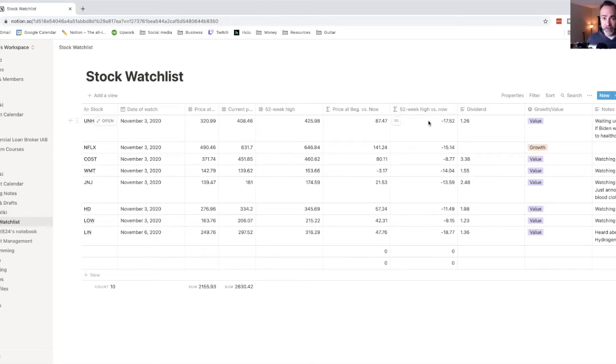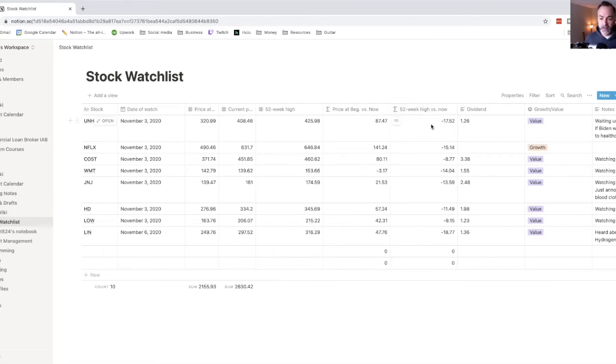Why does this matter to me? Again, you should always do your own due diligence and make your own investment decisions. I'm not an investment advisor. I'm managing my own portfolio. I used to be an investment advisor, but I don't carry those licenses anymore. The reason this column matters to me is I want to think about stocks: are they too close to their 52-week high?